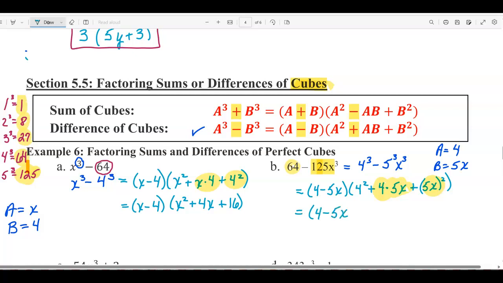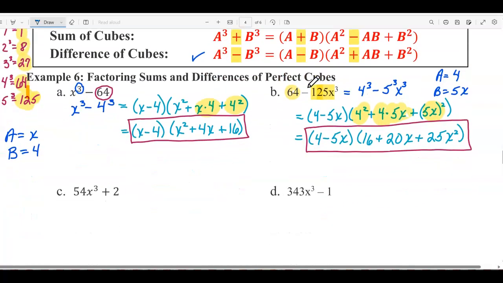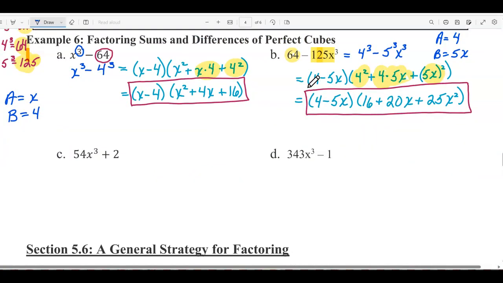4 minus 5x. Oh, I can also simplify this 4 squared. 16 plus 20x plus 25x squared. Okay. So you do get the formulas. You just have to know how to rewrite them and identify what a and b is, and then to also substitute into the equation and simplify. Let's review a few more examples of this technique that we've been using.